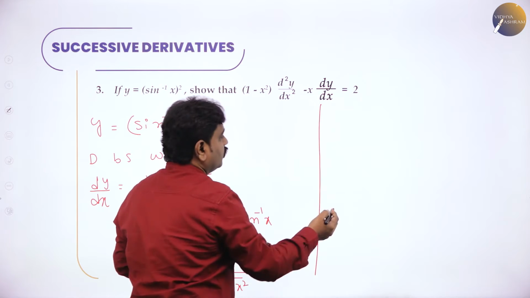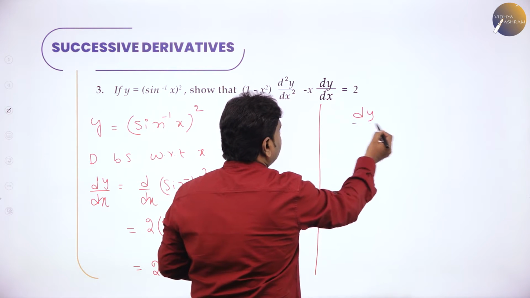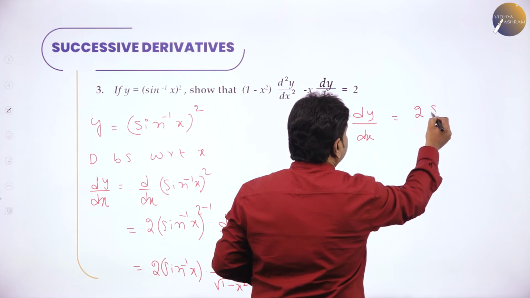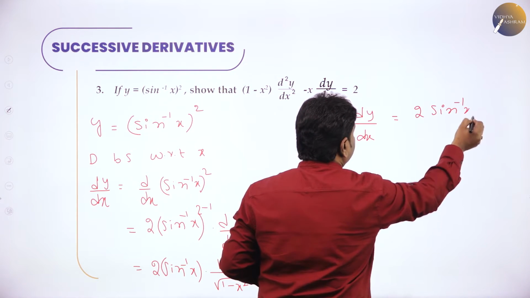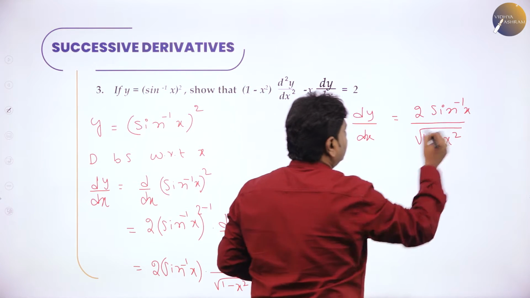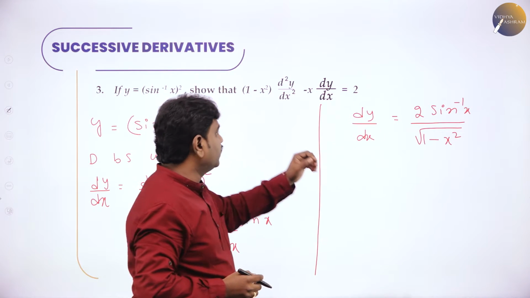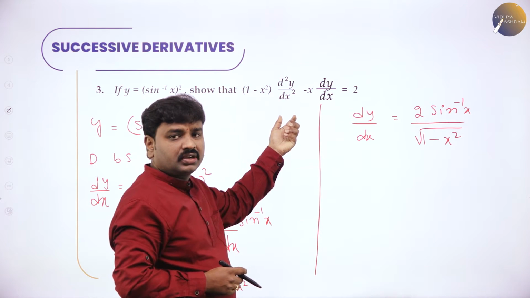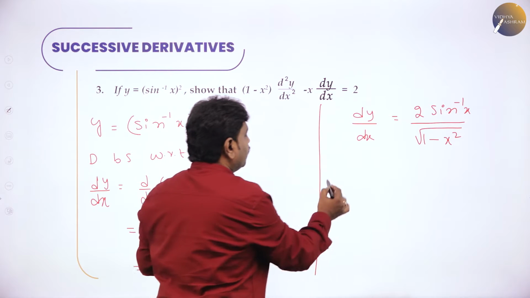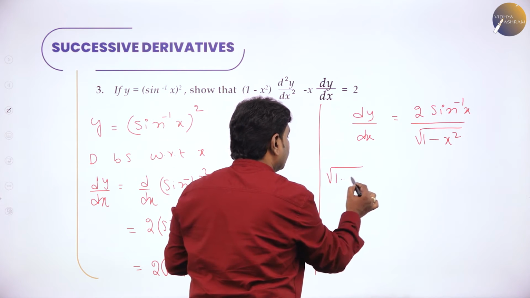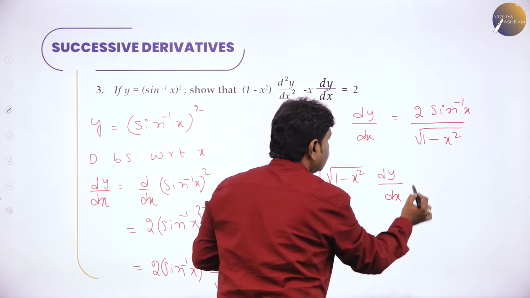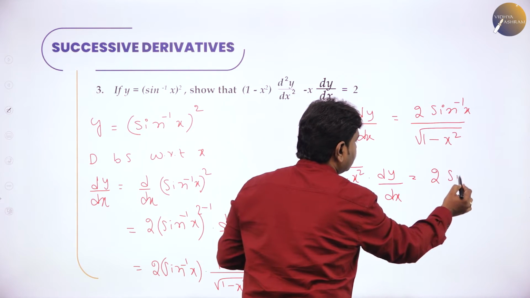So we got dy by dx. Dy by dx is exactly 2 sin inverse x divided by root of 1 minus x square. Already I gave the hint. So don't directly differentiate and find d square y by dx square. It will become hectic. So bring this denominator to LHS. If I bring it to LHS, it will become root of 1 minus x square into dy by dx is equal to 2 times sin inverse x.